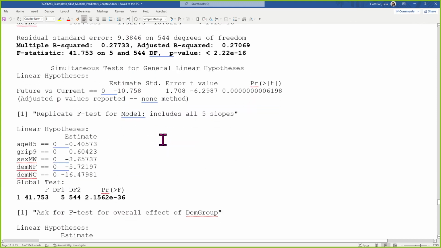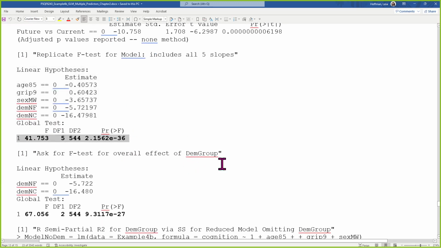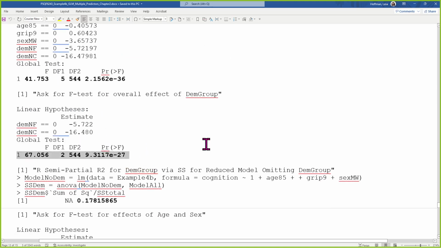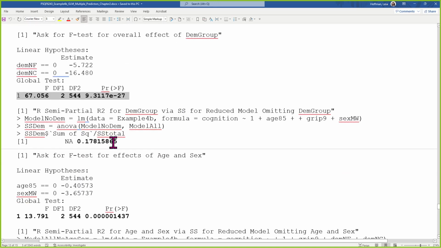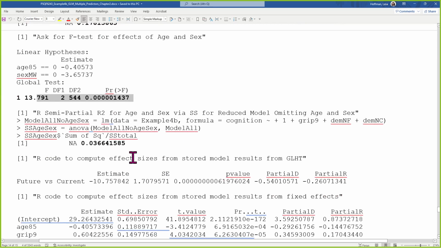Then the new part, the F-tests, it does the same sort of thing where it lists out what's exactly being tested, and then it gives you the F-test for that comparison. So that's the one for the model. This is the one for the 2 slopes for dementia group, followed by the corresponding effect size that I asked for. And then here's the one for age and sex combined and their effect size.